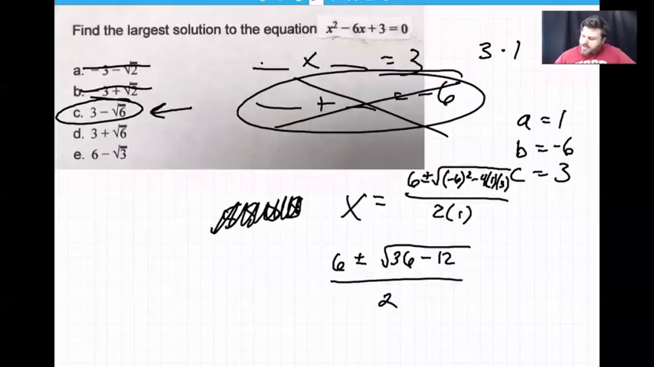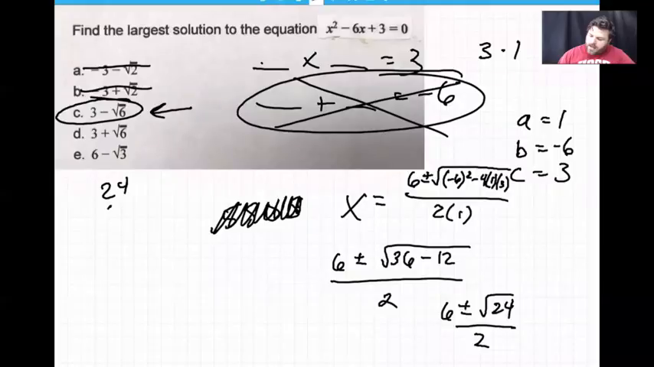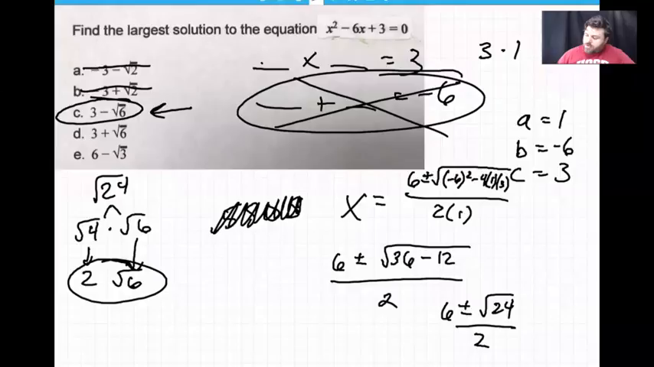All right, so we get 6 plus or minus the square root of 24 divided by 2. All right, so square root of 24, remember we can break that down into products. It's the square root of 4 times the square root of 6. Square root of 4 is just 2, and the square root of 6 doesn't break down any further. So really 2 square roots of 6 is what square root of 24 is. So we really get 6 plus or minus 2 square roots of 6 divided by 2.